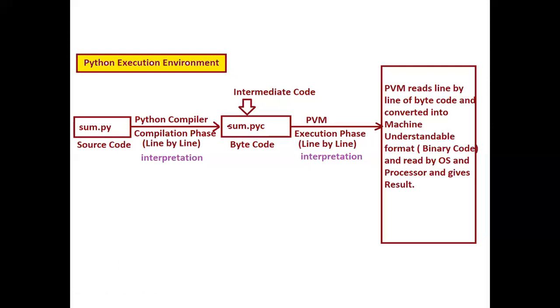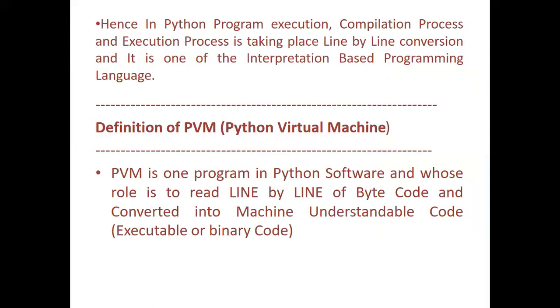So two processes take place. First is the compilation process, and second is the execution process. In Python programming, the compilation process and execution process take place with line by line conversion, and it is also one of the interpretation-based programming languages.